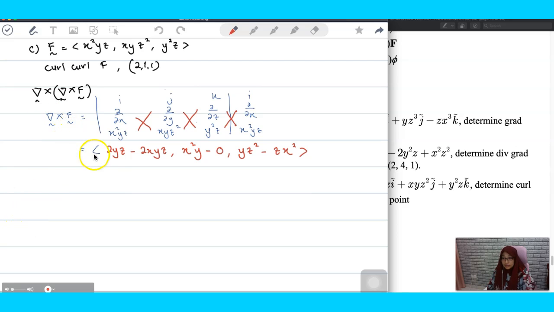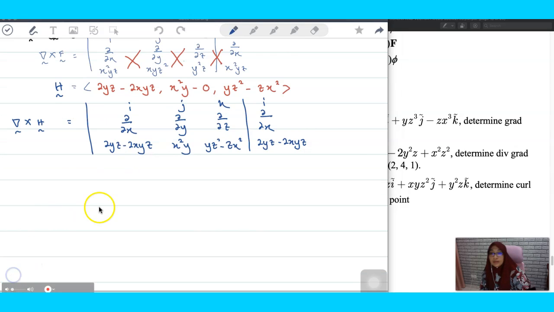Next, from here you already get a new vector. So now you have to find the curl of this new vector. Let's say I give a name for this new vector, which is vector h. I just give a random name. So now we have to find the curl of the vector h. If you do it incorrectly here, the following answer will also be incorrect. So you have to be careful.